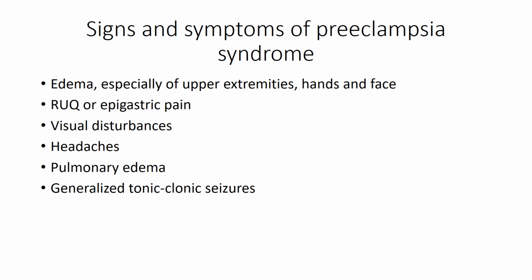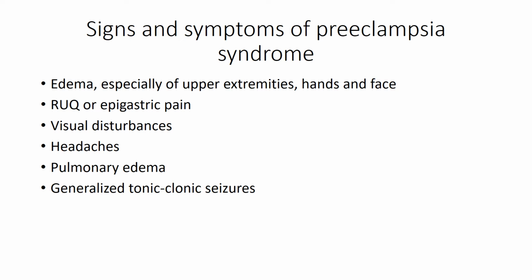Preeclampsia syndrome is marked by vasospasm and endothelial dysfunction, leading to capillary leak. While some lower extremity edema is normal during pregnancy, severe edema of the feet and legs and swelling of the hands and face are unusual and may be a sign of preeclampsia. Rapid weight gain may accompany the increased swelling. Right upper quadrant pain or mid-epigastric pain may be caused by swelling of the liver capsule.